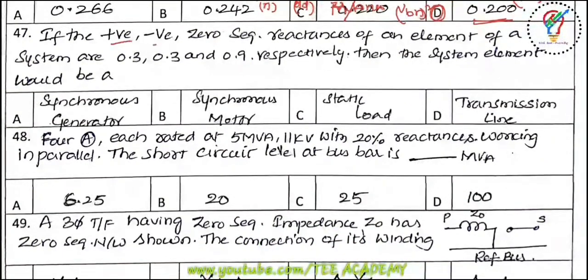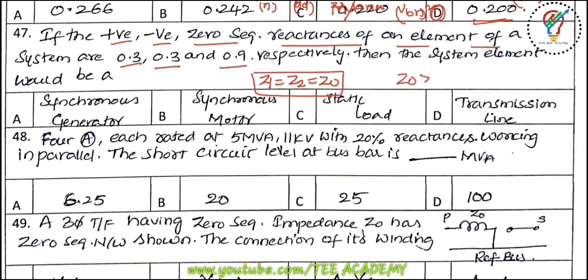If the positive, negative, zero sequence reactances of an element of a system are 0.3, 0.3, 0.9 respectively, then the system element will be A. So generally see here, in a synchronous generator, synchronous motor, static load, almost all Z1 is equal to Z2 is equal to Z0 generally. But in a transmission line only, the Z0 will be more compared to Z2, and Z2 and Z1 will be equal. Remember the relationship here. This is a very important one. Based on this concept, they asked one question in examination. So the answer is D, the transmission lines.